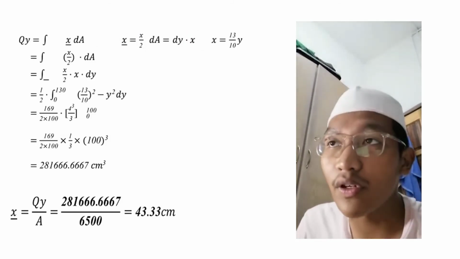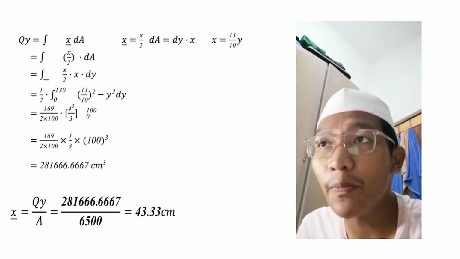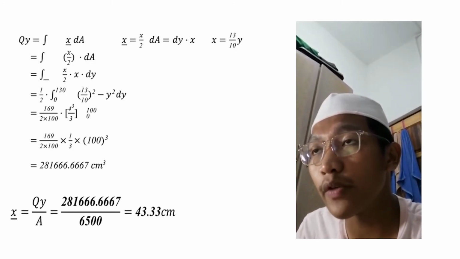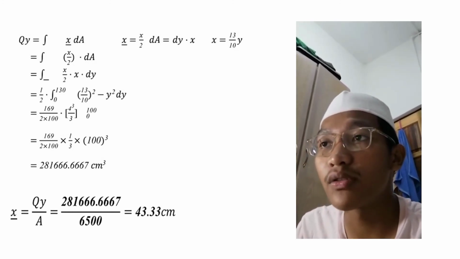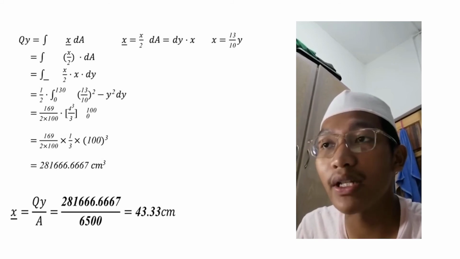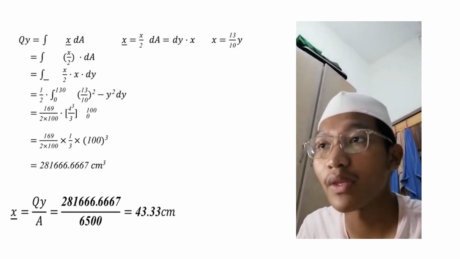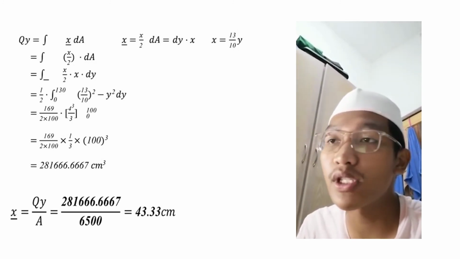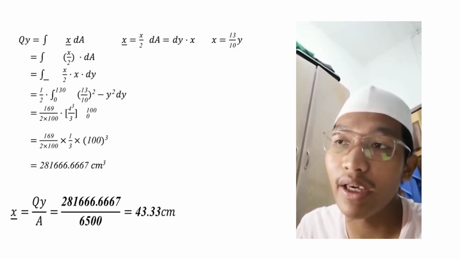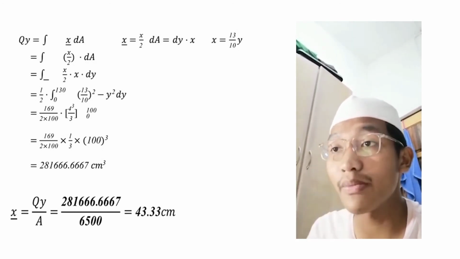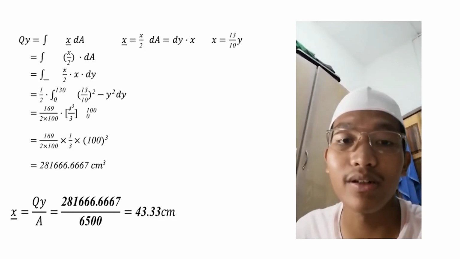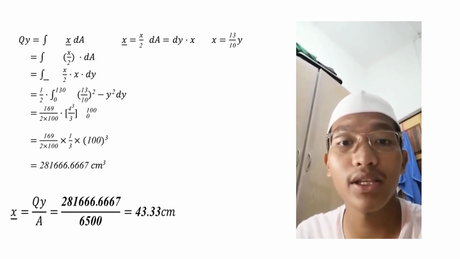Right, then after all, to find the x value, you need to use the Qy. Then Qy, you integrate it with x dA. After you solve it, you will get 28166.667 centimeter cube. And then with this answer, you need to substitute it into the equation of x bar, which is Qy over A, and then as usual you use the same area, and then you will get 43.33 centimeter. Alright, so yeah, thank you.